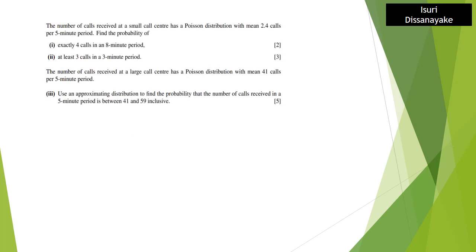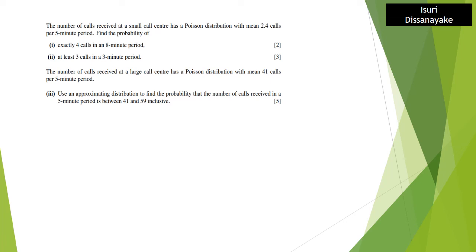This is another sum. This is also another past paper question. The number of calls received at a small call center has a Poisson distribution with mean 2.4 calls per 5-minute period. Find the probability of exactly 4 calls in an 8-minute period, and at least 3 calls in a 3-minute period.